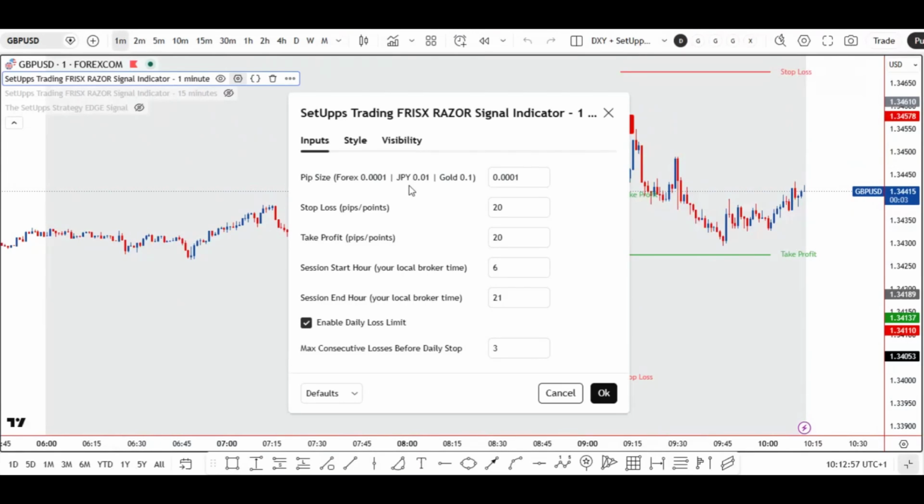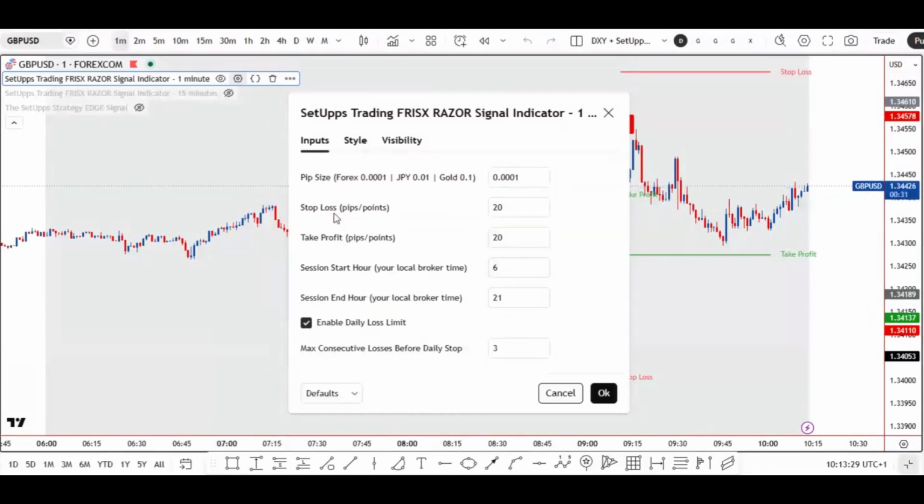Now, if it's Forex, then obviously you leave these numbers as they are, the decimals. If you are trading JPY, then you've got to change this to 0.01. If it's gold, you've got to change it to 0.1. So it works out the pips, the stop losses for you the right way. But as we're trading Forex, we'll leave it as that.